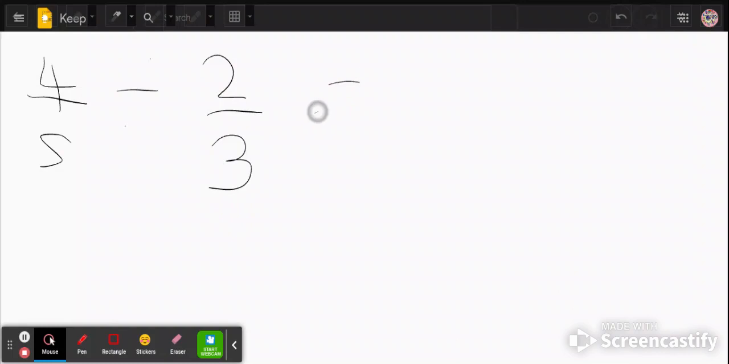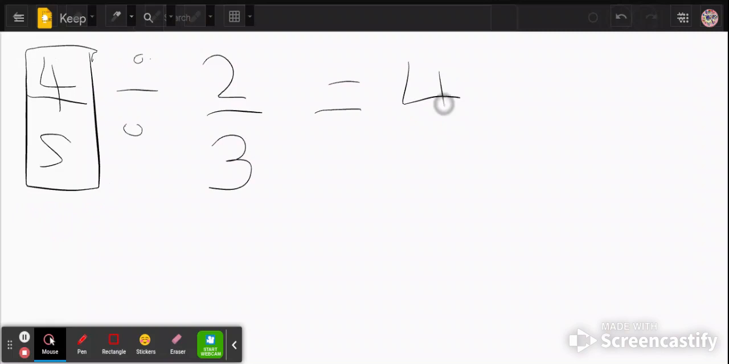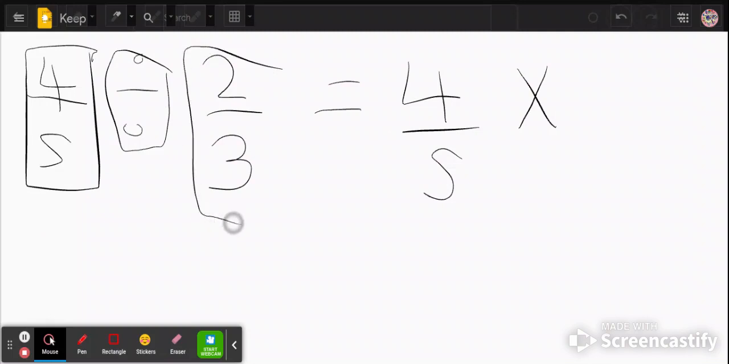So as mentioned, when we are dividing fractions, we apply the keep, change, and flip method, right? So we're going to keep the fraction on the left-hand side, which is 4 over 5. Change the sign from division to multiplication. Then flip the fraction, otherwise known as the reciprocal, right? So 2 over 3 would be 3 over 2.